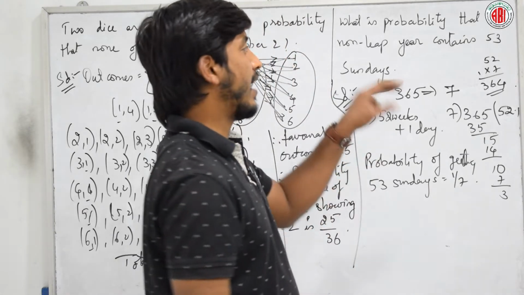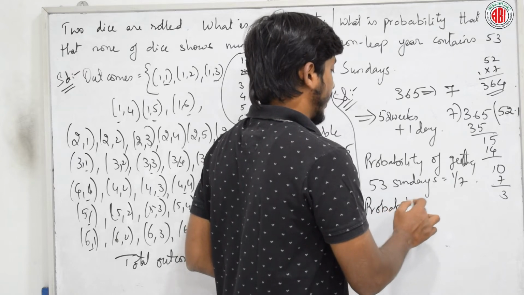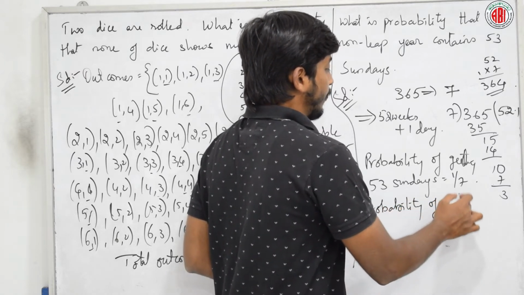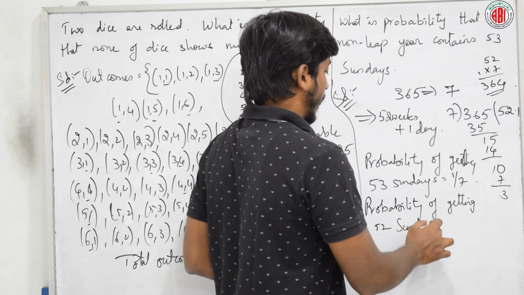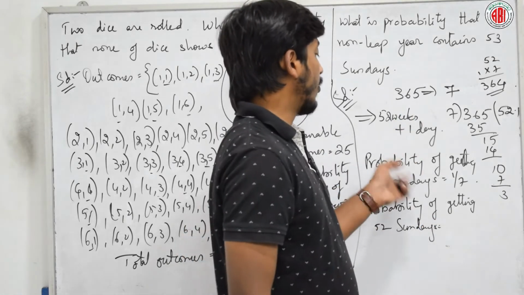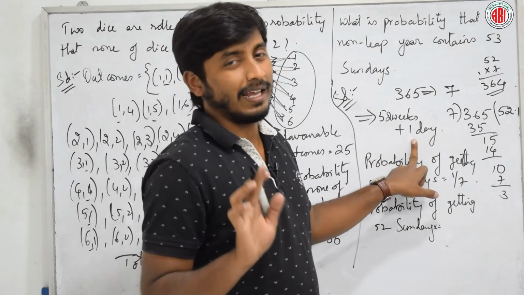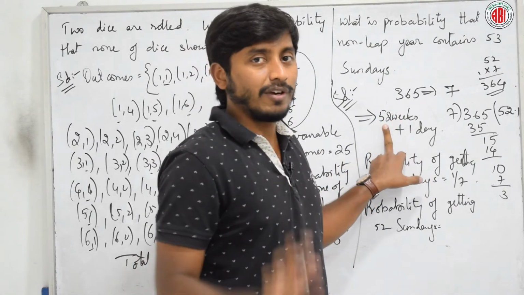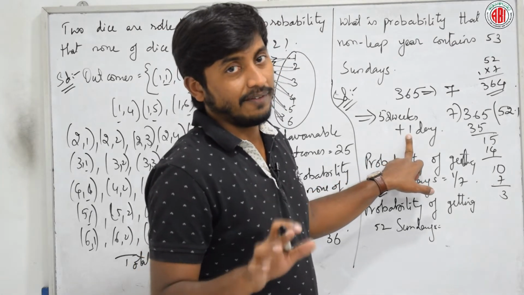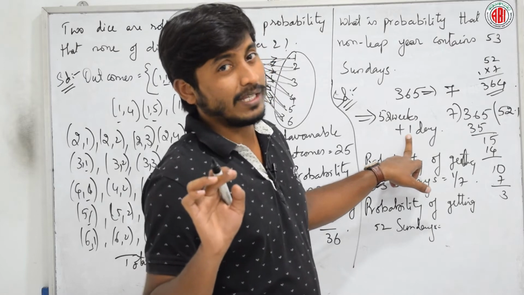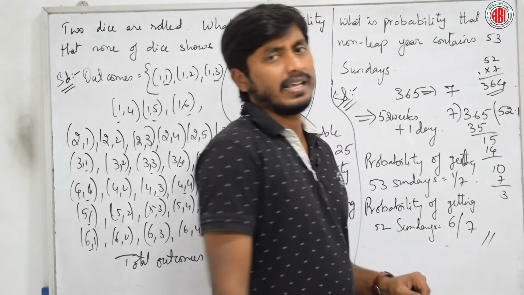Clear? What if we ask you only 52 Sundays? So what does this mean? The probability of getting only 52 Sundays is, out of 7, we should not get Sunday on this 1 day. Did you understand? The 52 weeks will give 52 Sundays, but this day should not be Sunday. Out of 7, 1 day has to be removed. So how many days do we have? 6 days. So the answer will be 6 by 7. Is it clear?